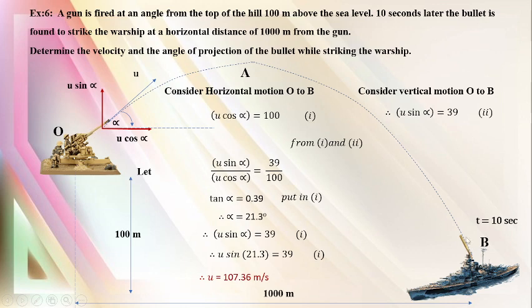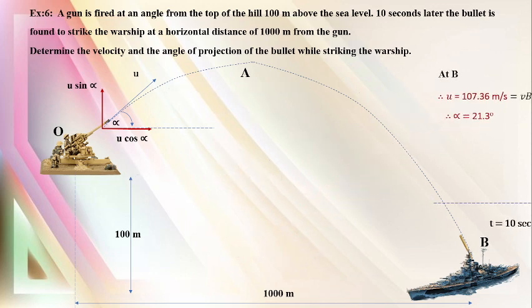We are interested in finding out the velocity when the bullet will be striking the warship, meaning what will be the final velocity. Is it okay? If Vb is the final velocity here, let us see that. We have found out at point B the initial velocity is equal to 107.36, and alpha is equal to 21.3. So the horizontal component of Vb will be Vbx, and the vertical component will be Vby.